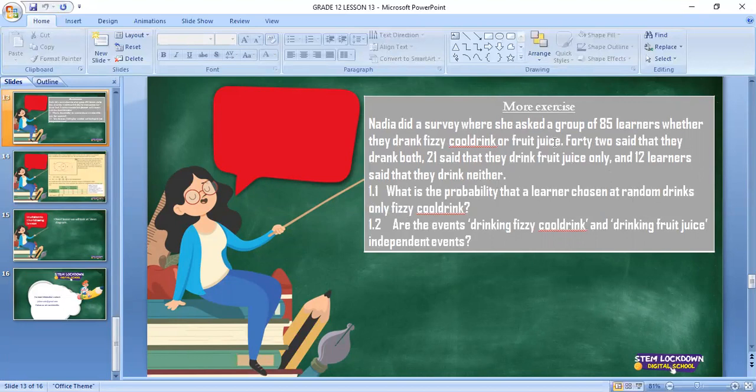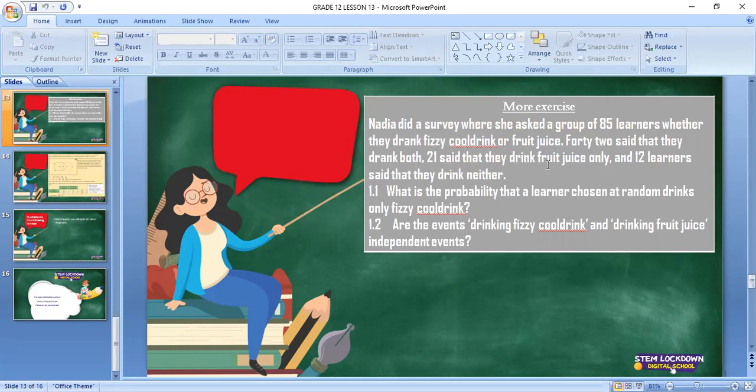So to do this, we will need to use what? A Venn diagram. Nadia did a survey where she asked a group of 85 learners, the total is 85, whether they drink fizzy cold drink or fruit juice. Now 42 said they drank both. So the 42 we place at the center, where there's an overlap.